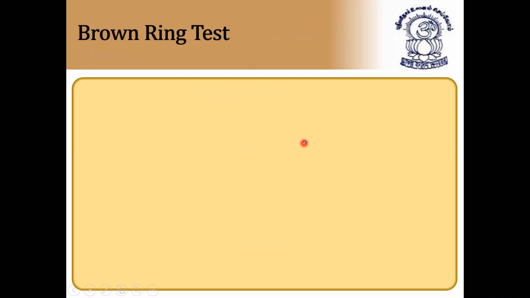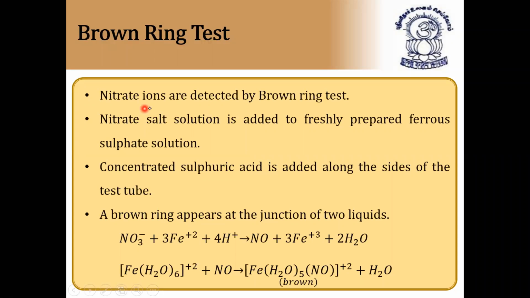Next, the brown ring test. Very, very important. This we are going to perform in the lab also. So what is the brown ring test? Nitrate ions, NO3 minus, are detected by the brown ring test. A nitrate salt solution is added to freshly prepared ferrous sulfate solution. The nitrate salt can be sodium nitrate, potassium nitrate, or magnesium nitrate, anything.